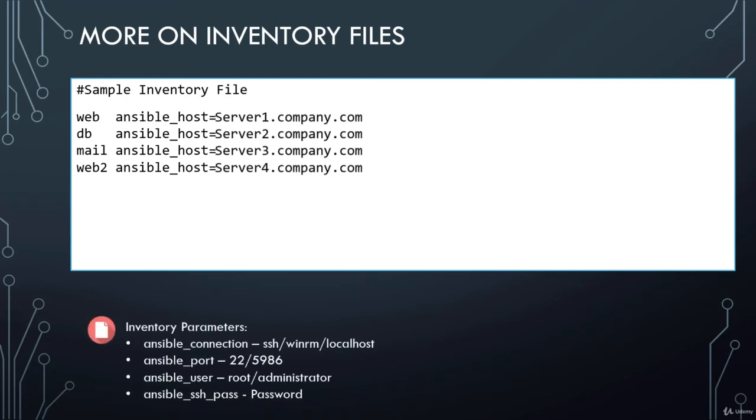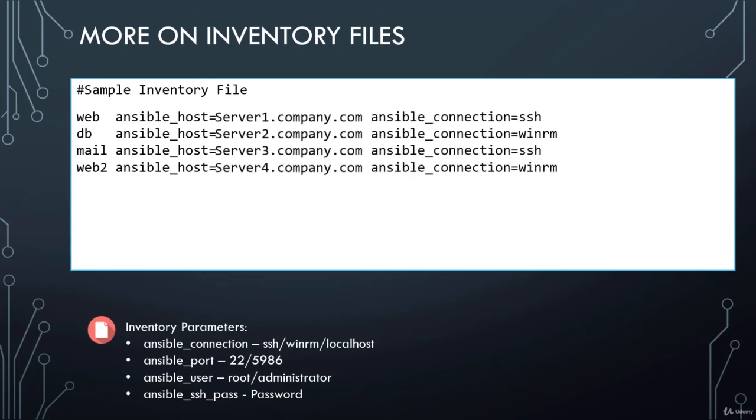There are other inventory parameters too. Some of the other key inventory parameters are ansible_connection, ansible_port, ansible_user, and ansible_ssh_pass. ansible_connection is what defines how Ansible connects to the target server. As we discussed in the previous slide, is this an SSH connection to a Linux server or a WinRM connection to a Windows server? This is how we define if the target host we wish to connect to is a Linux or a Windows host.